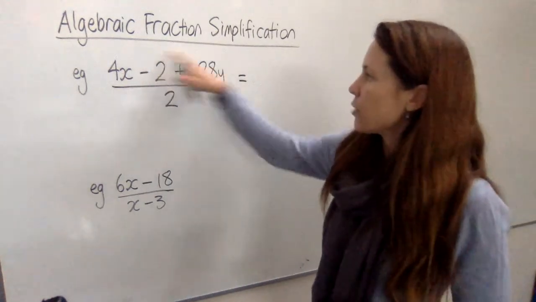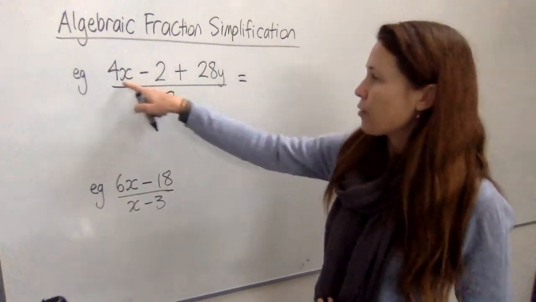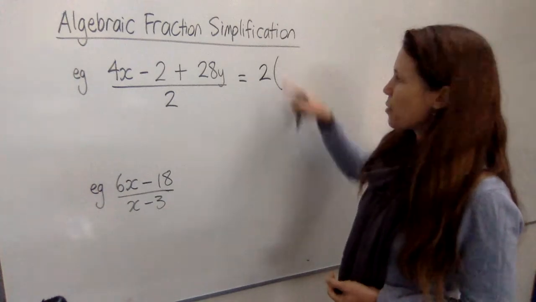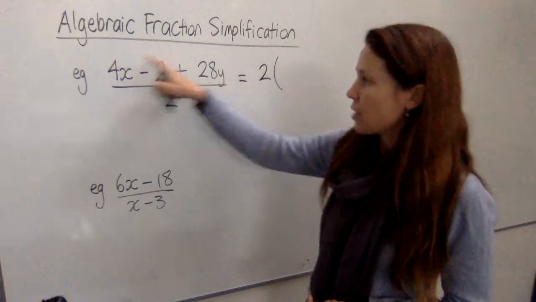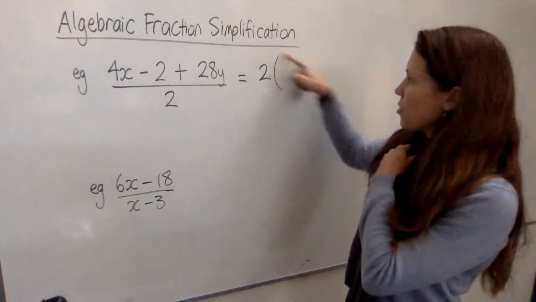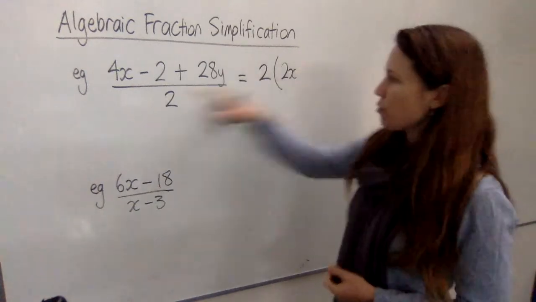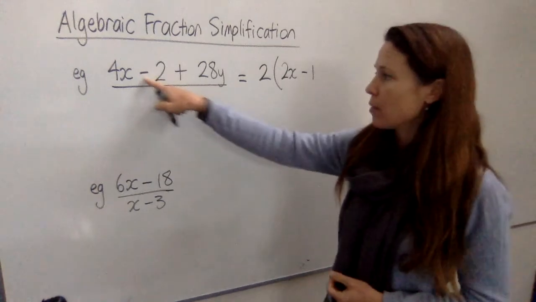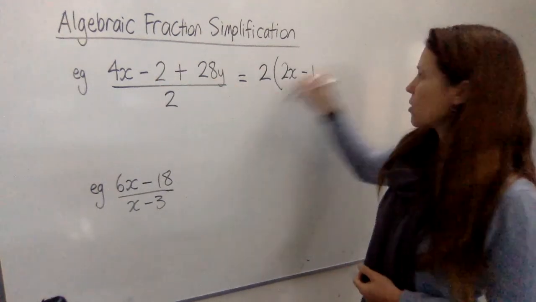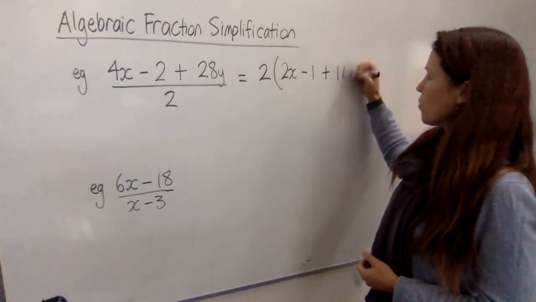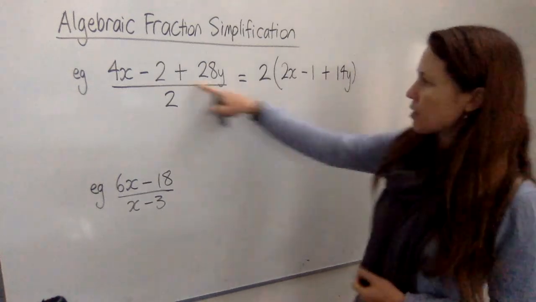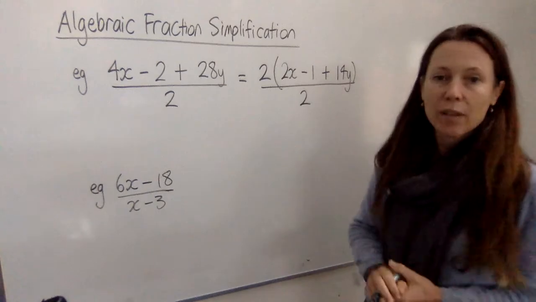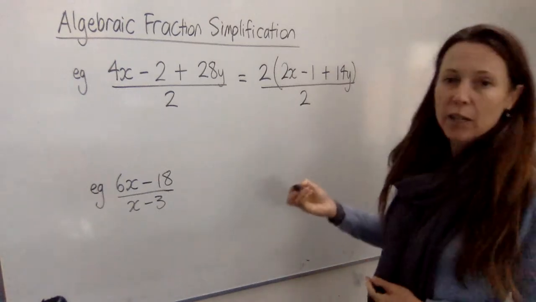I can see that all three of these terms have the factor of 2 in common. So I'm going to bring a 2 out the front of some brackets and then think 2 times something will give me what's left. So 2 lots of 2x will give me 4x. 2 lots of minus 1 will give me minus 2. And 2 lots of positive 14y will give me this plus 28y. Now on the bottom I just rewrite what I have. At this point it's really obvious that the 2's can cancel.